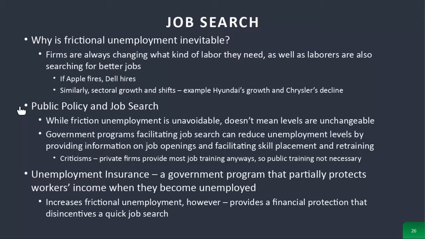So public policy and job search. One of the things we can do is possibly create programs that help reduce this frictional unemployment. While it's inevitable, it doesn't mean it's unchangeable. The levels are changeable. So government programs facilitating job search can reduce unemployment levels by providing information on job openings and facilitating skill placement and retraining.